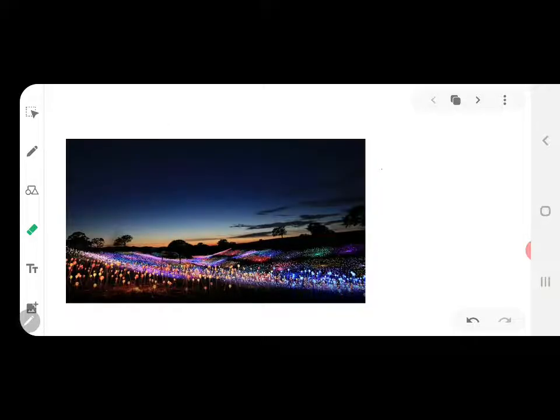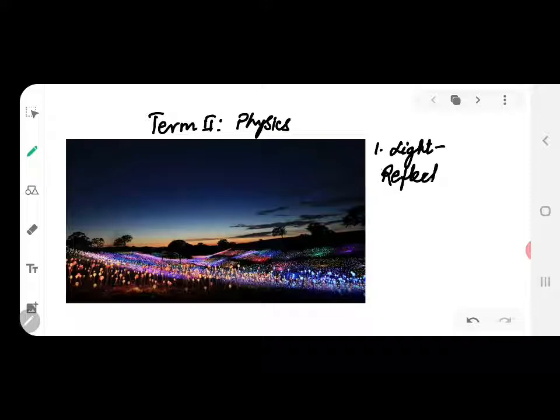For term 2 in physics, we are left with two chapters. The first chapter is light, in which we will be studying about two important phenomena related to light. They are reflection and refraction.